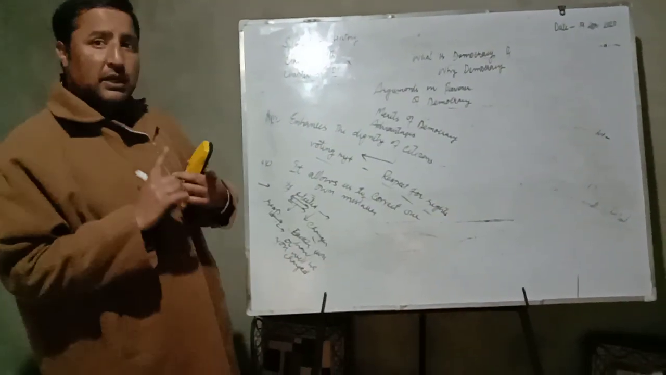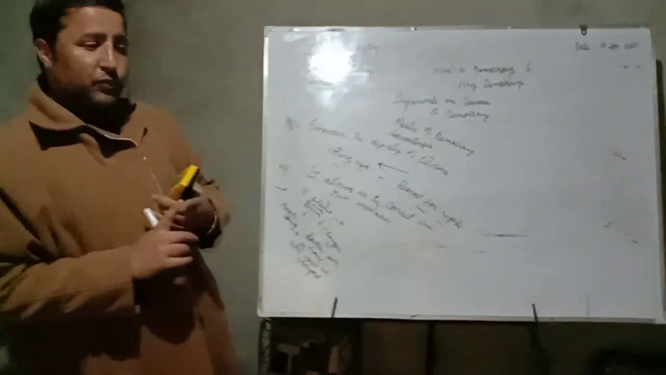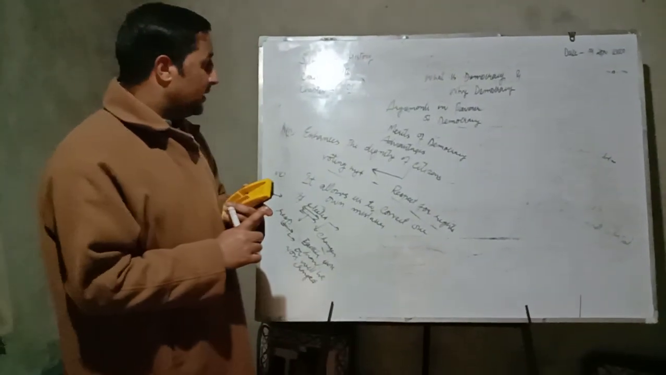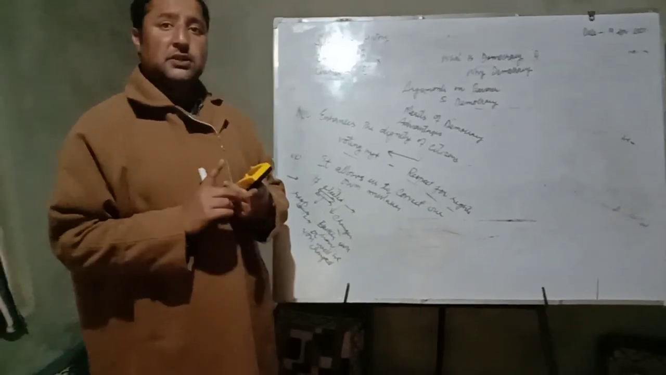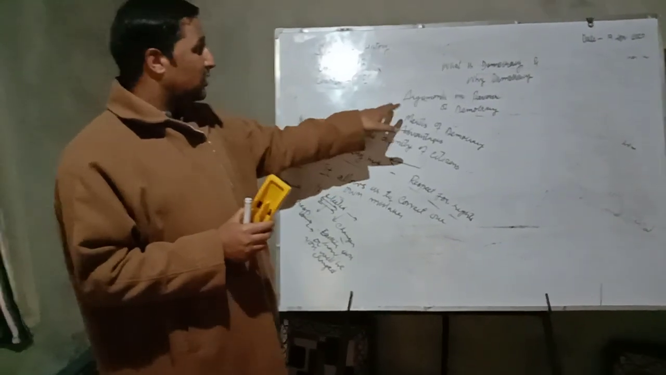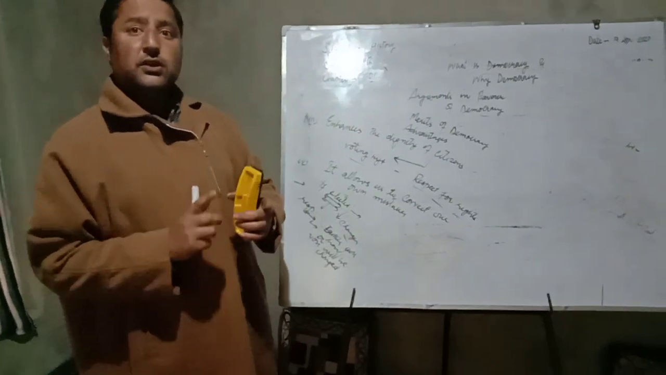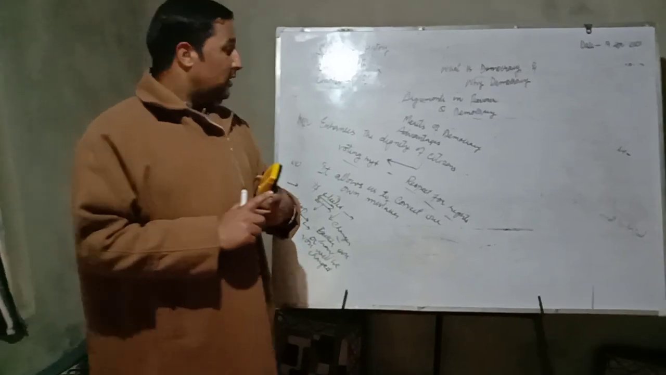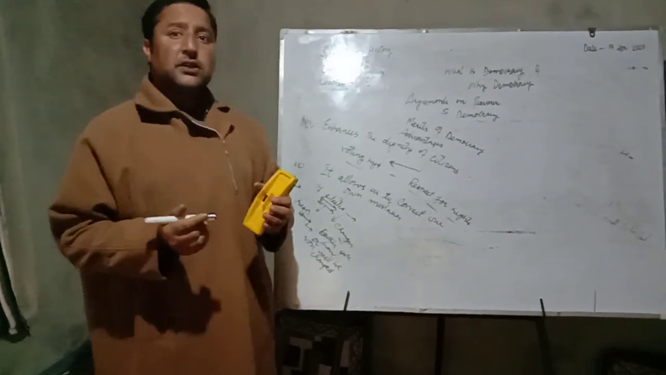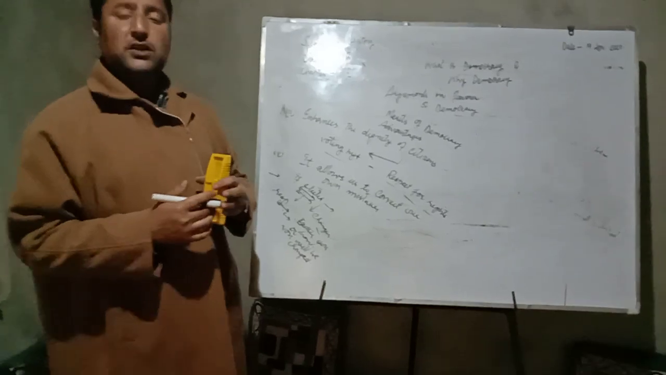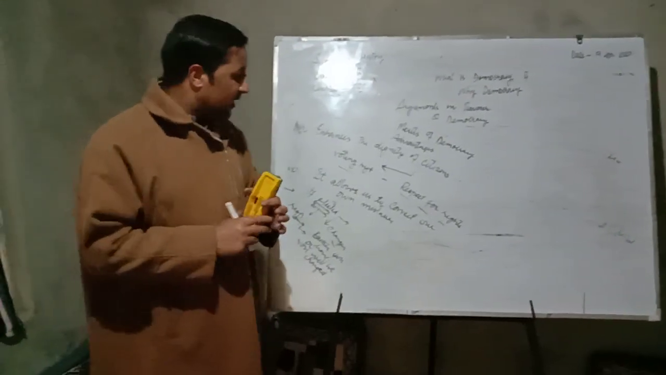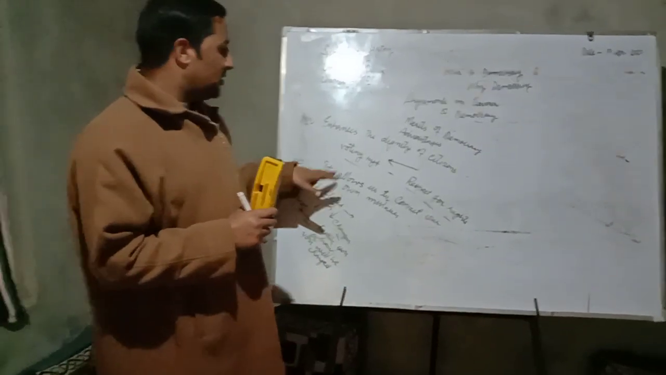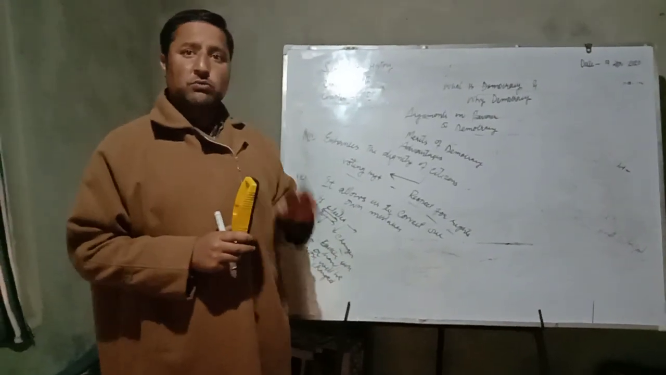That was all about the arguments in favor of democracy. Number first, I have told you that democracy is a better form of government because it is an accountable form of government. Number second, it improves the quality of decision making. Third, democracy provides us a method to deal with differences and conflicts. Fourth, it enhances the dignity of citizens. And number fifth, it allows us to correct our own mistakes.